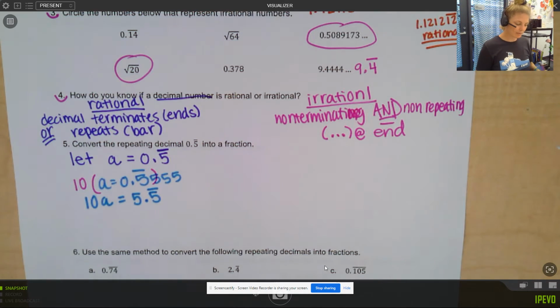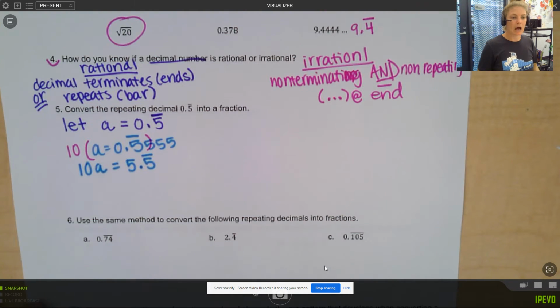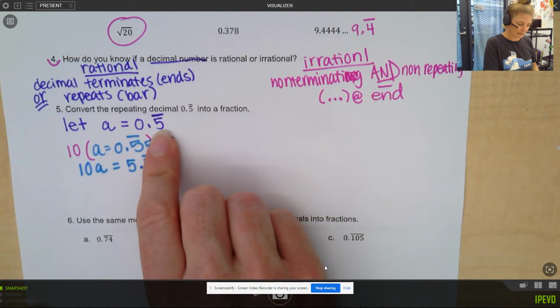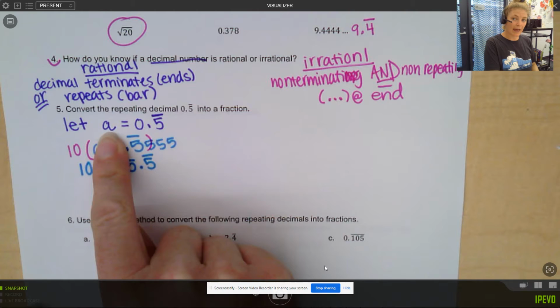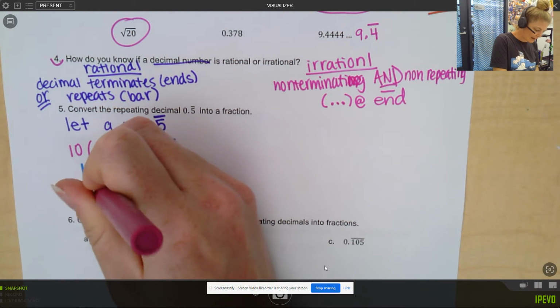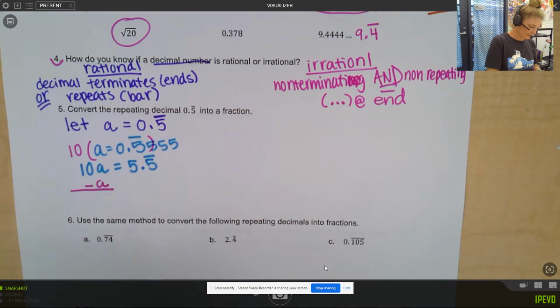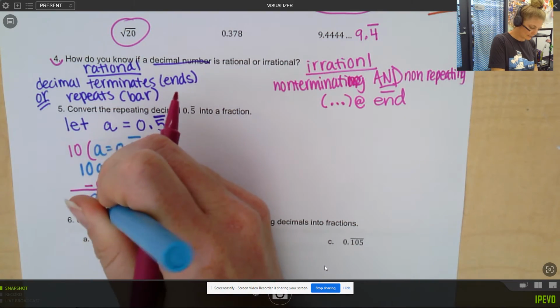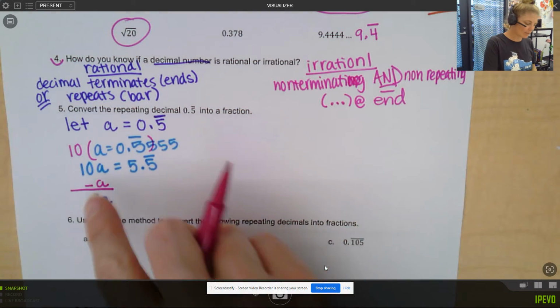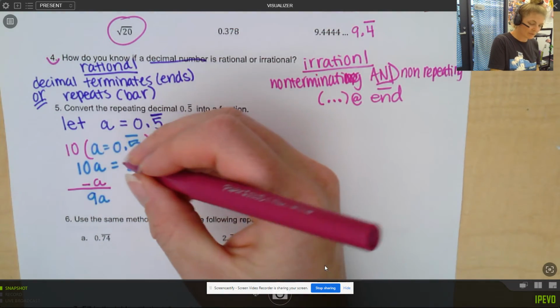Okay, well, remember what I said. I wanted to chop off the repeating part. Well, that is 0.5 repeating. Notice it's also equal to a. So I'm going to subtract the same amount from both sides, but it's going to look different because I want this as a like term. So I'm going to subtract a from this side to get 9a. But you need to subtract the same amount from both sides. But remember, a is equal to 0.5 repeating.